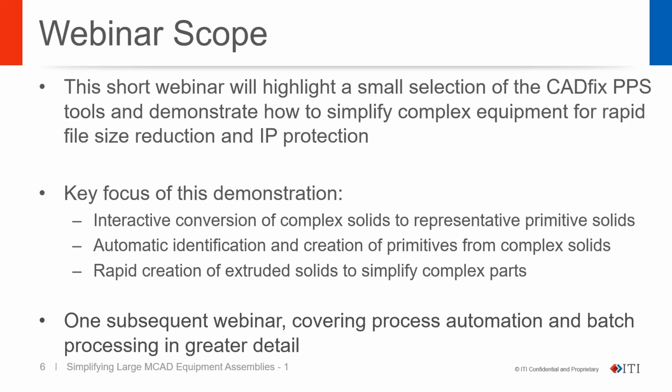There are a few ways in which we can use these tools. We can interactively select and convert complex solids into primitives. CADfix PPS can also automatically identify appropriate candidates for simplification into primitives. And we can rapidly create swept volumes using the geometry that already exists within a model. After this, there is one subsequent webinar covering process automation and batch processing in some more detail.